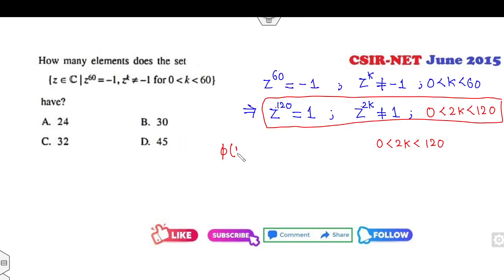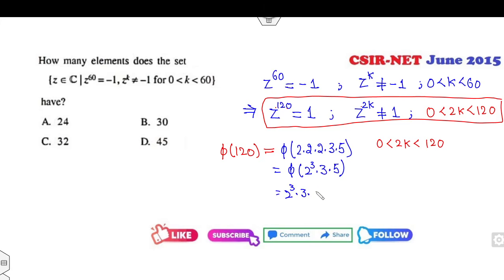N in this case is 120. So can you find the value of phi of 120? It will be 2 into 60. 60 will be 2 into 30. 30 will be 2 into 15. 15 is this number. So that will be phi of 2 raised to power 3 into 3 into 5.